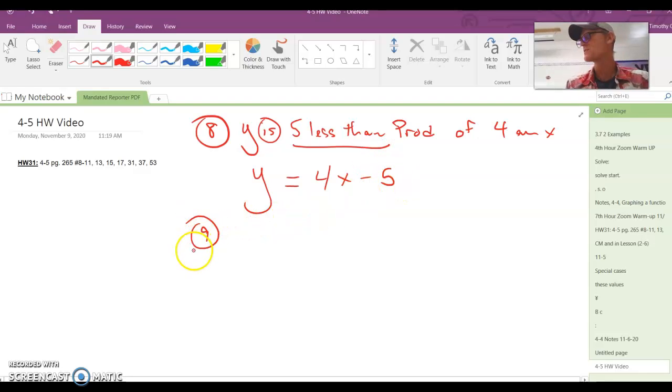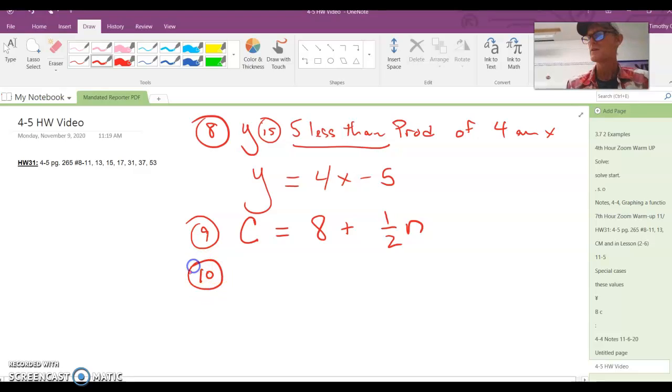So number 9 says c is 8 more than half of n would be c is 8 more than half of n. Number 10 says 7 less than 3/5 of B is A. 7 less than 3/5, so minus 7. 3/5, so 3/5 of B. 7 less than 3/5 of B is A.